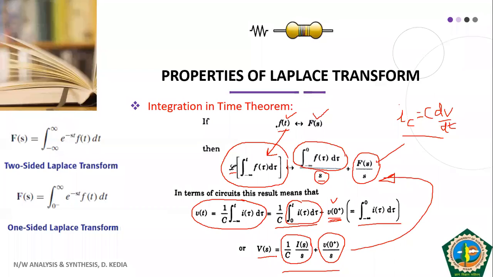So your voltage across the capacitor will be V(s) equals I(s) by S, times 1 by C, plus V0, the initial condition, divided by S. You can memorize these things also, and later on when we discuss circuit analysis using Laplace transform, this will be more clearly explained to you. So this is how your integration theorem is correlated with the capacitor's governing equation for voltage.